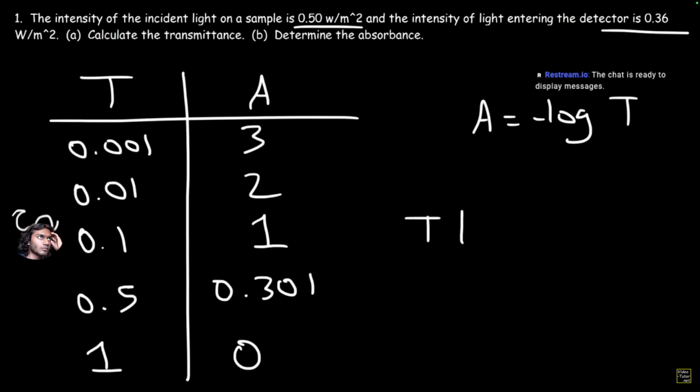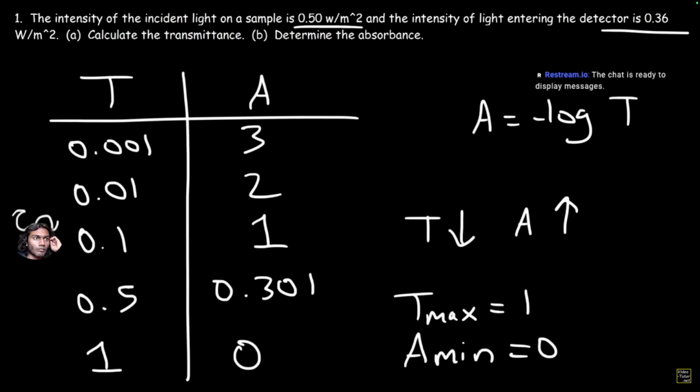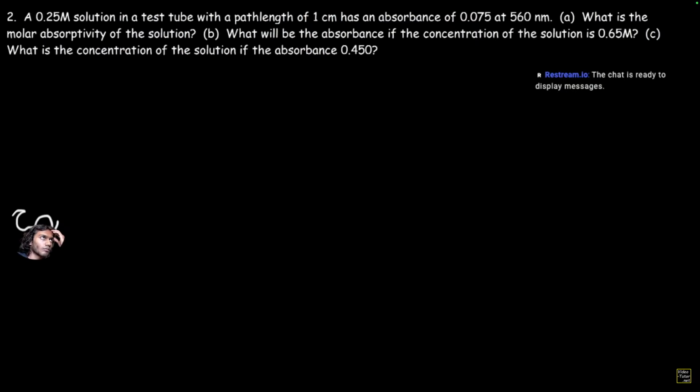As the transmittance decreases, the absorbance will increase. The maximum transmittance is 1, which means the minimum absorbance is 0. Hopefully this table gives you a good understanding of the relationship between transmittance and absorbance.